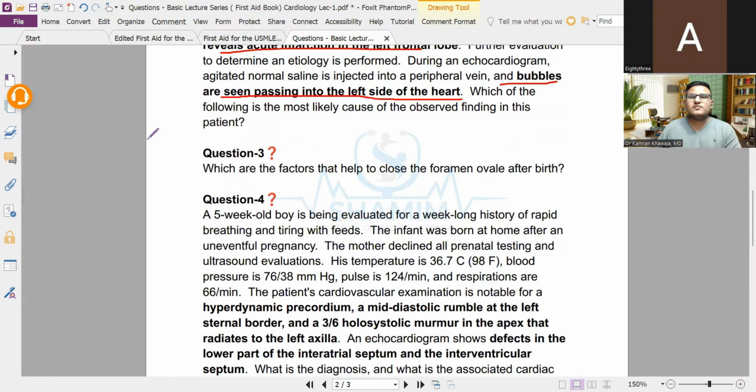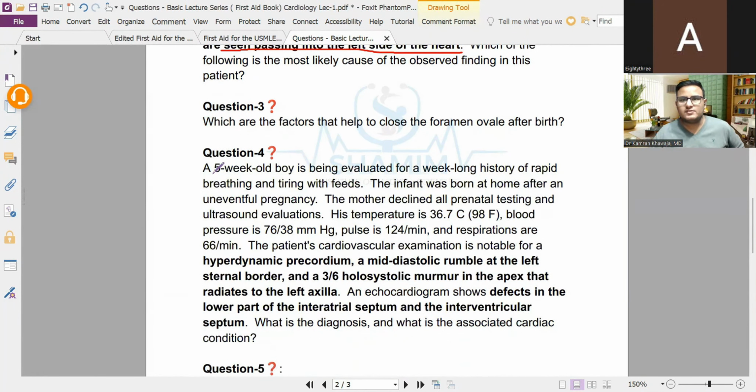Question number 3. Which are the factors that help to close the foramen ovale after birth? Which are the factors that help to close the foramen ovale after birth? Okay, Dr.